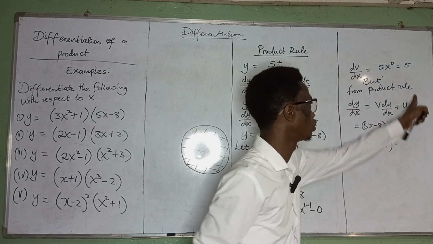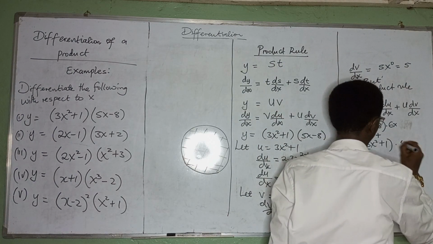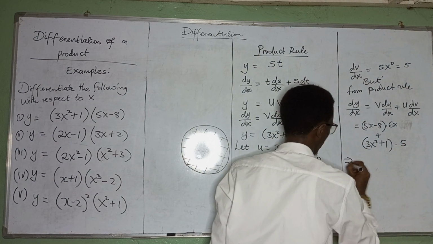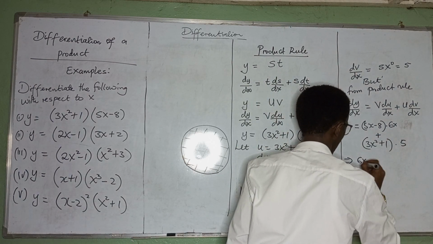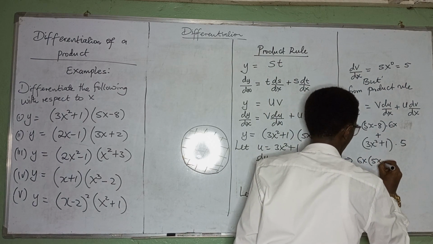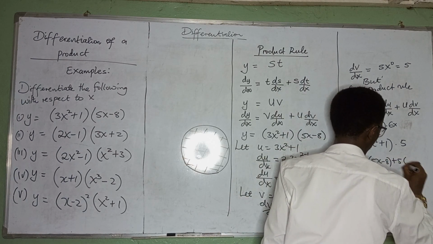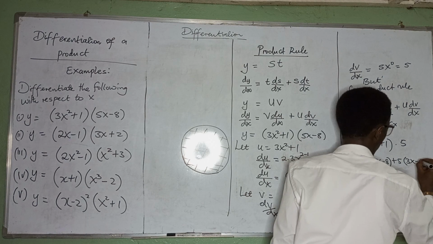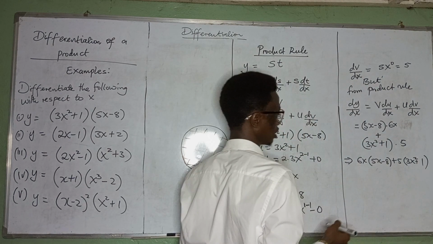Multiply by what's your dv by dx? Your dv by dx is 5. Multiply this by 5. So this here becomes 6x into 5x minus 8, you close the bracket, plus 5 into 3x squared plus 1. So I've just written the same thing.